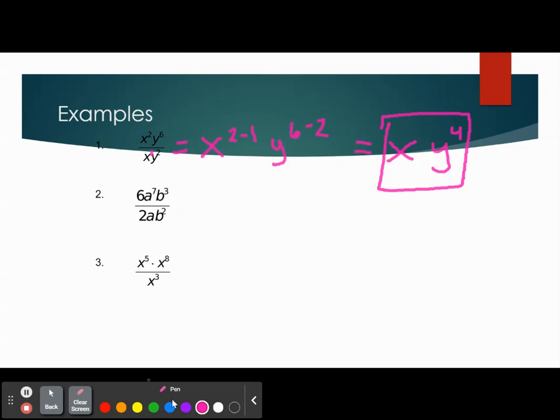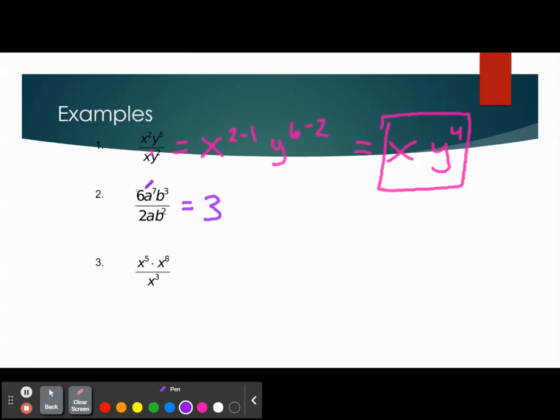Okay, let me show you another one. Write this one down for number 2. 6 times a to the 7th times b to the 3rd divided by 2 times a times b to the 2nd. First, you look at the coefficients. My coefficient on the top is 6, and this one's 2. All that means is 6 divided by 2, which is 3.